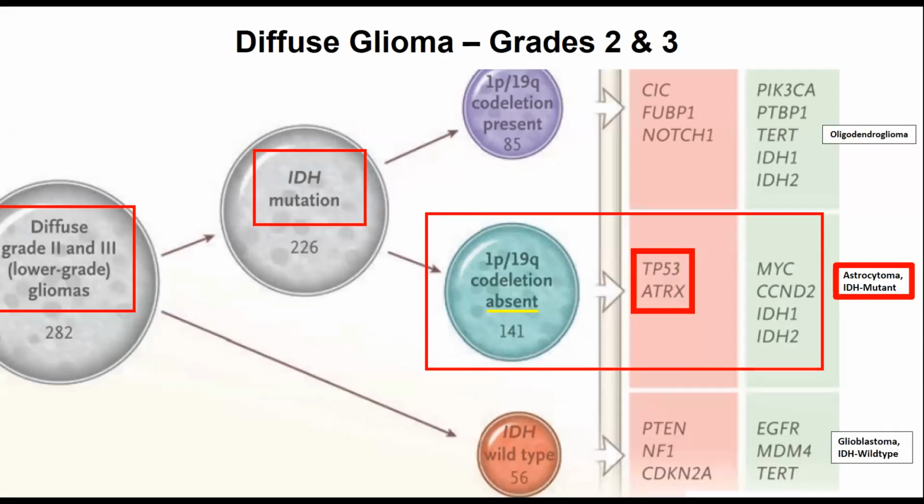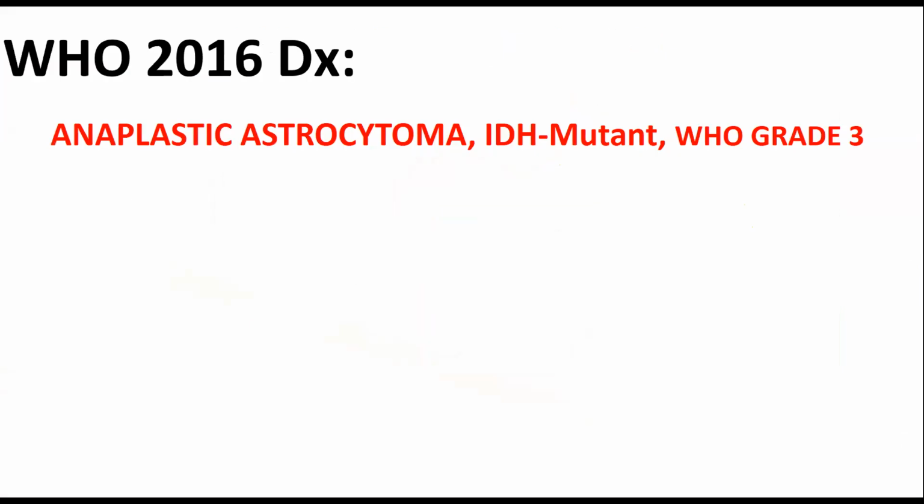IDH mutation, 1p19q codeletion absent, meaning it is not an oligo. Look at the red box, TP53 and ATRX alterations: astrocytoma, IDH mutant. Okay, anaplastic, so the 2016 diagnosis: anaplastic astrocytoma, IDH mutant, WHO grade 3.